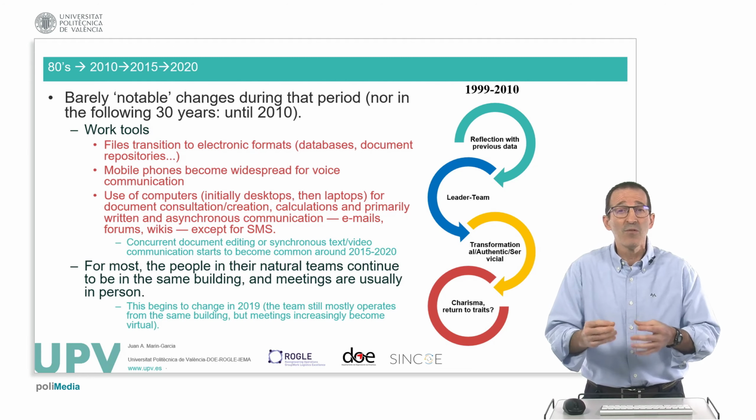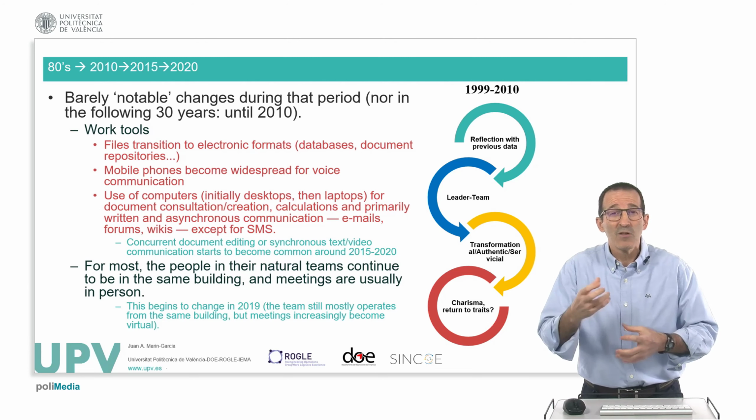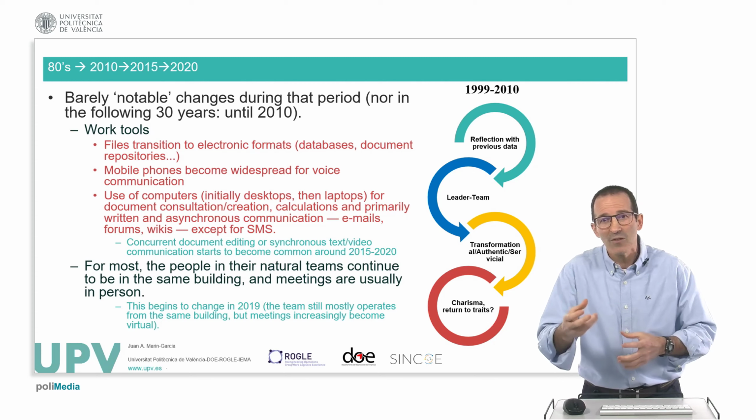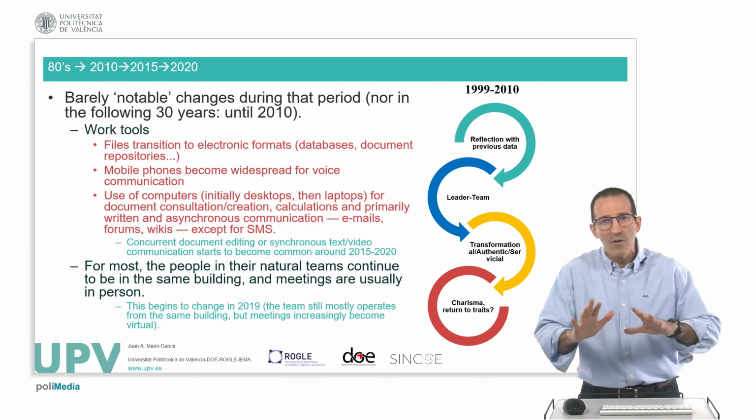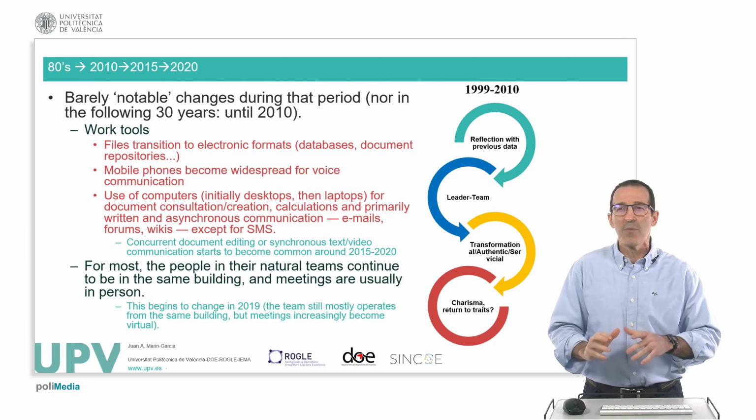Things that happen is that what we normally used to do on paper, that is to say the type of archiving of documents, is gradually being digitalized and these documents become electronic or are archived electronically, although in this period both the paper and the digitalized part continue to coexist.